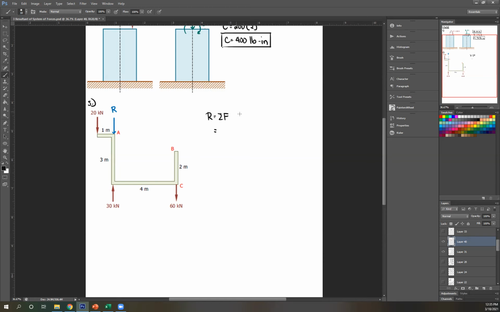So let's start at the left. So 20 is downward, so negative 20. 30 is upward, so plus 30. 60 is downward, so minus 60. What do we get?